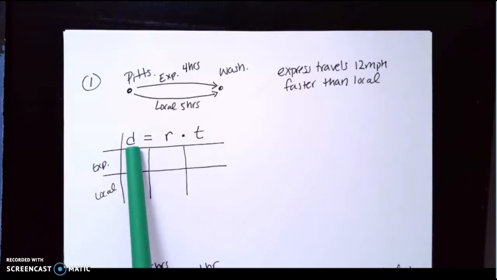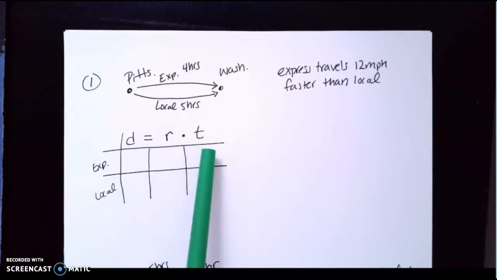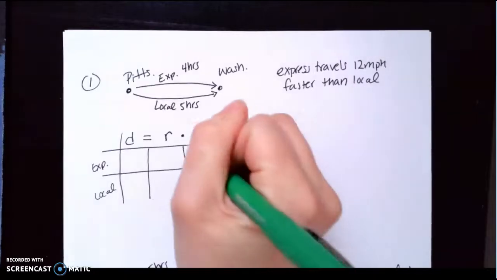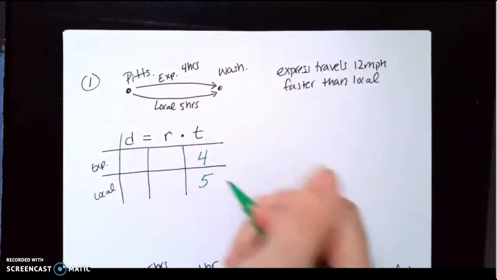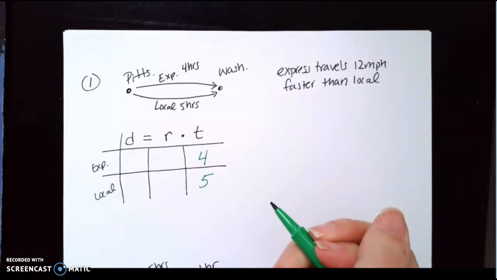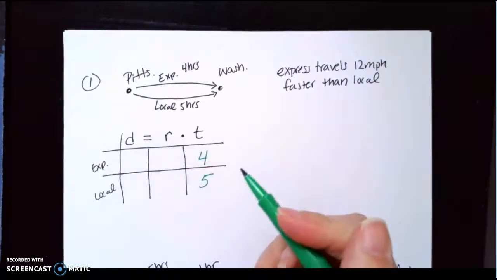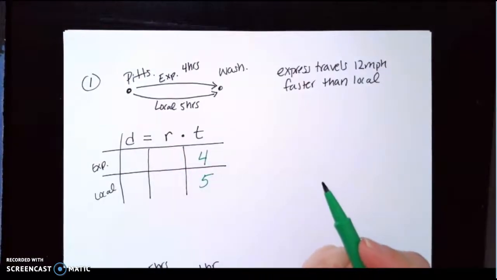All right, so we're going to organize the information in a table. And we're using the formula d equals r times t: distance equals rate times time. We could start with the information that we know. We know the time for both trains. We know the express train takes 4 hours, and we know the local train takes 5 hours. So we can fill those values in. We don't know the distance, but we do know the distance for each is the same, so I'm going to leave those blank for now, but that might help us when we're writing our equation.